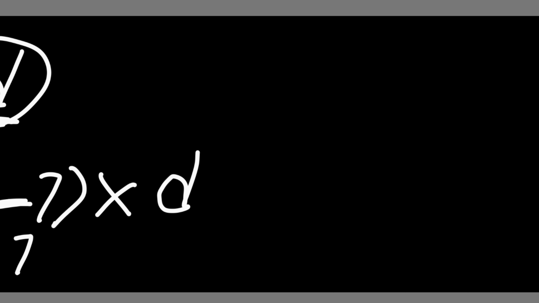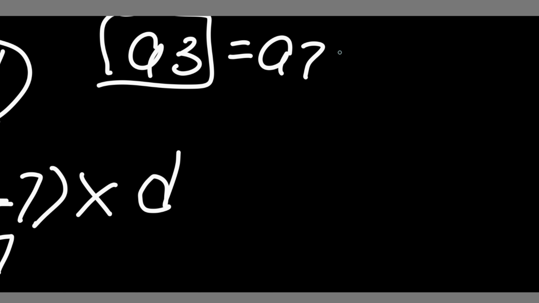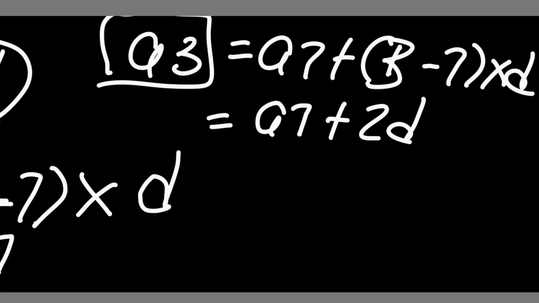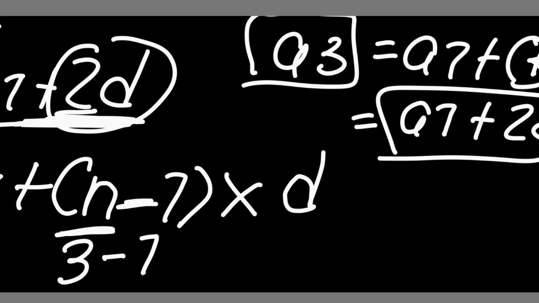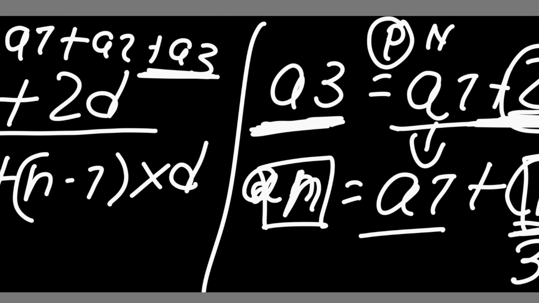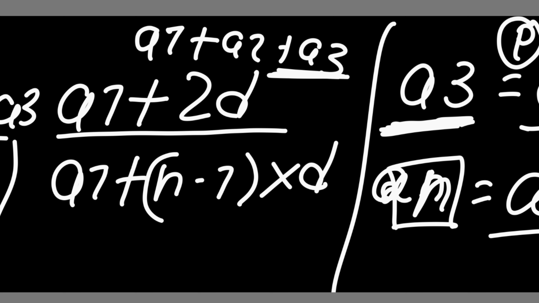So let's say the unknown number was 3, or we are finding the value of a3, which we don't know. What we do is a3 is equal to a1 plus (3 minus 1) multiplied by d, which will give us a1 plus 2d. So I hope you understand. Here, n minus 1 came because we need the previous number.